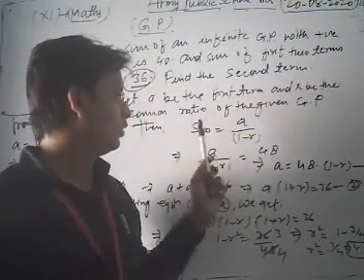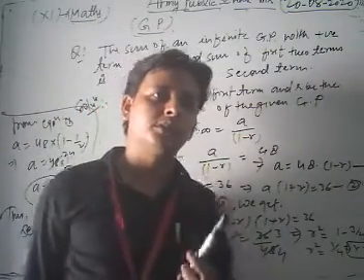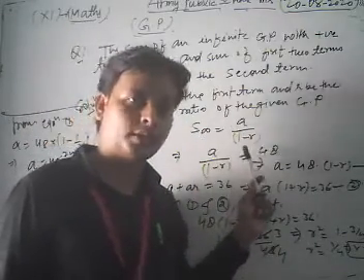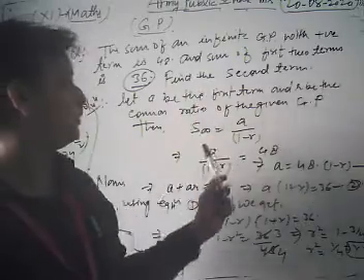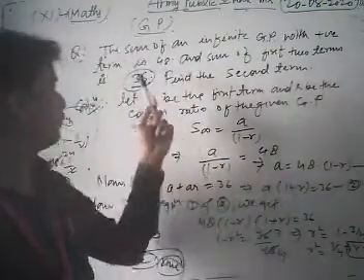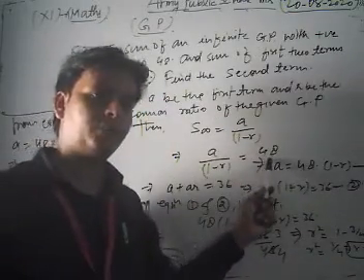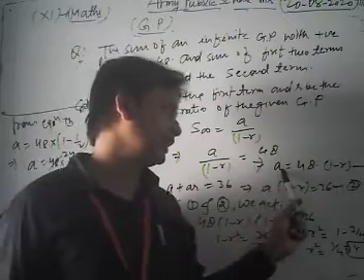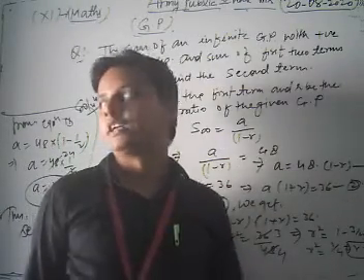Now, for the sum of an infinite GP we have the formula S infinite is equal to A upon 1 minus R. After that, we put the value of the sum of the infinite GP, which is 48. In this way we get the relation between A and R: A is equal to 48 into 1 minus R. Take this as equation number 1.